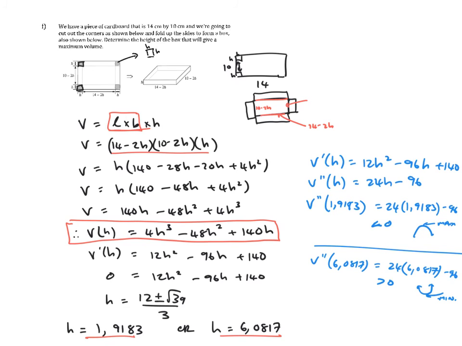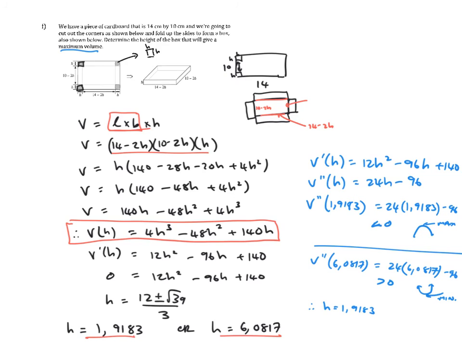So what did they ask you? To maximize the volume. So therefore it's actually the smaller h. How cool is that? So therefore h is equal to 1.9183. That will maximize the volume of that box. So yeah, and then did they ask you to determine the height of the box?